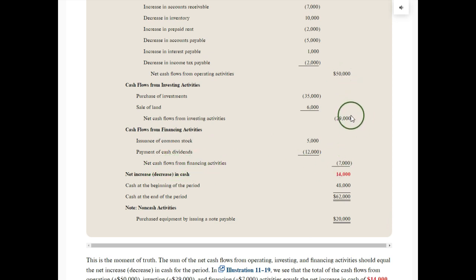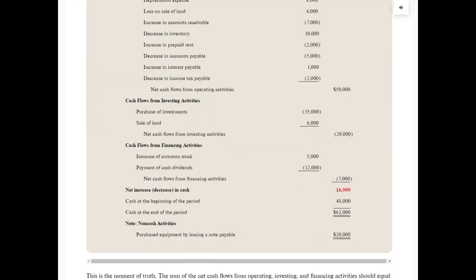So positive 50, negative 29, negative 7, nets out to $14,000. So this is our net increase, and a decrease would be in brackets, but it's an increase here in cash. So we're showing through these three areas where the cash came from and where it went. They all net out to $14,000. And if you remember, this ties back to the cash balances in the balance sheets, last year's and this year's and the change. And then we have the non-cash activity here where you signed a note for equipment. So here is your statement of cash flows.